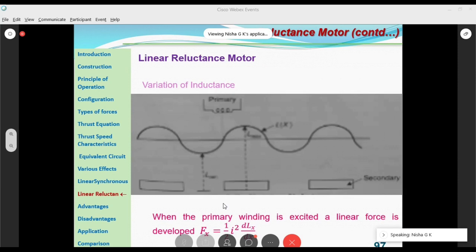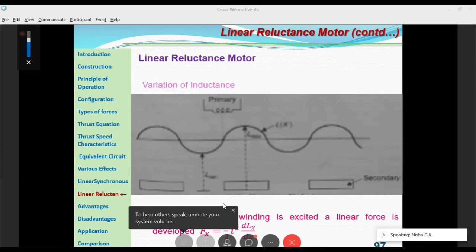I can take the power stored as equal to half L i square, and the input power, that is E, will be equal to N into d phi by dt, that is d by dt of N into phi. N into phi is nothing but the inductance into current, L into i.